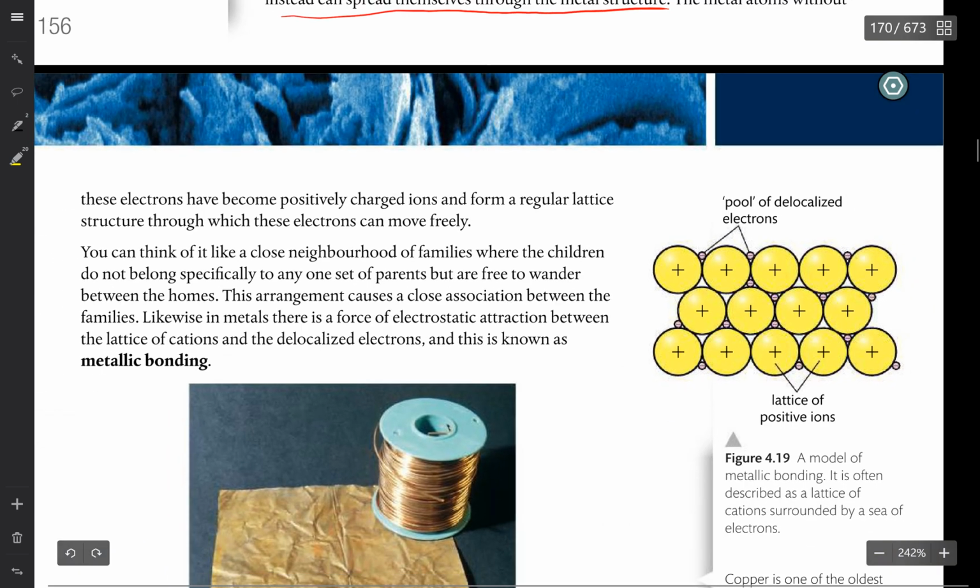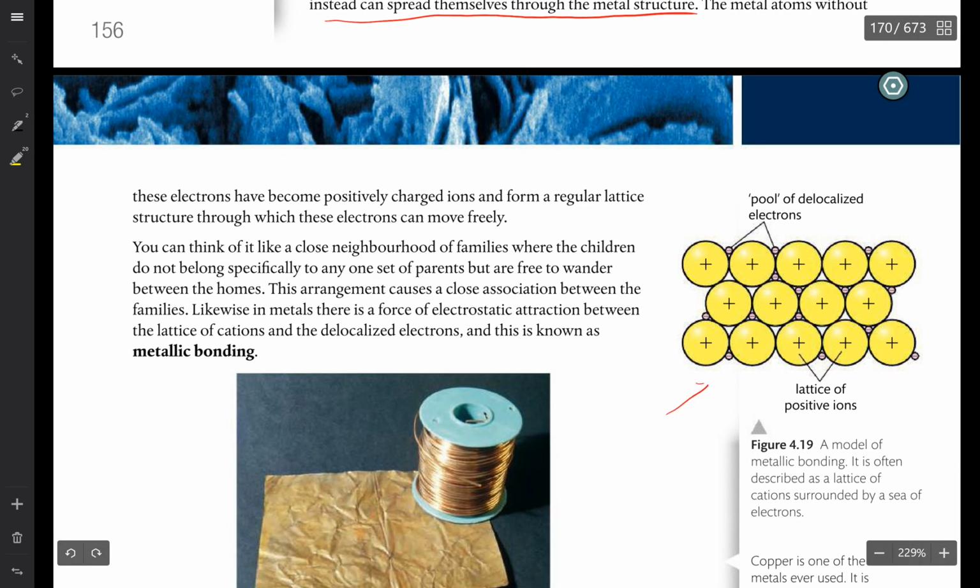Move to the next page. This is the picture of a model of the metal that we have. When the metal atom loses its electron and its electron moves to the orbital of the adjacent atom, the metal atom becomes positive. So in the metallic material, you have positive ions of the metals which are surrounded by these delocalized electrons. These delocalized electrons are usually called a pool of delocalized electrons or sea of electrons.